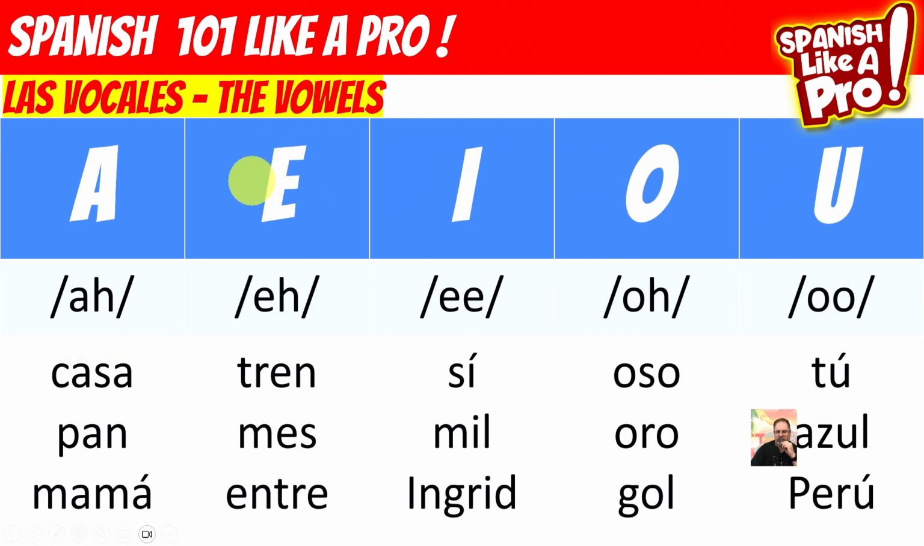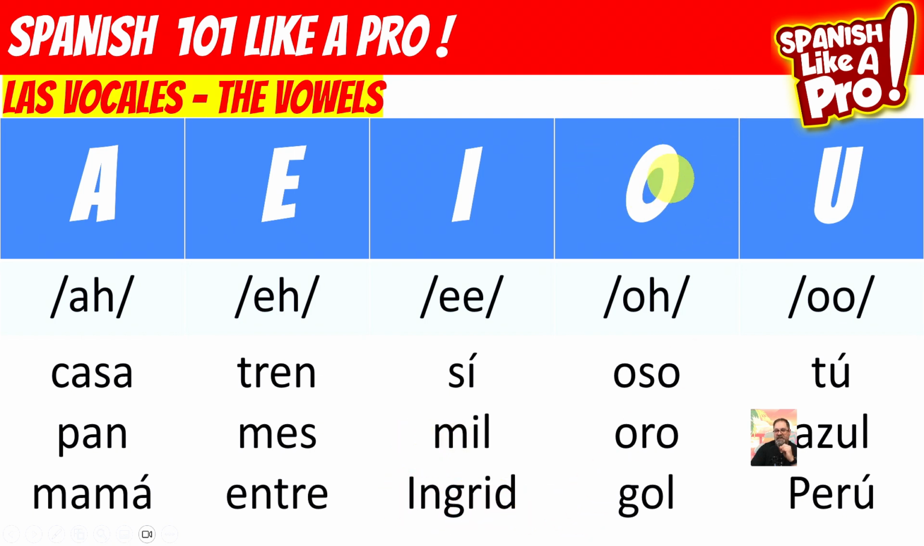Whenever you see this vowel, this is E, and it will always sound "eh." Tren, mes, entre. Whenever we see this vowel, it's I, and it will sound like "ee." Sí, mil, Ingrid.